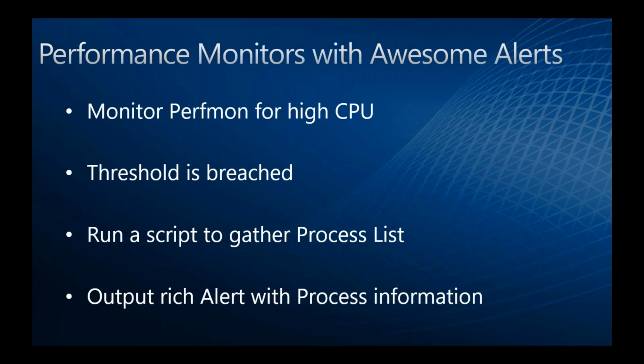So in this example, and you can use any perf value you want, and your PowerShell script can do anything you want to do in PowerShell, I'm going to monitor perfmon for high CPU. And then once a threshold is breached for enough consecutive samples, we're going to run a script to gather the process list. And then we're going to take that process list and output it into the original alert that said the CPU was high. So the person receiving the ticket will know exactly where to start their troubleshooting process or what's wrong.